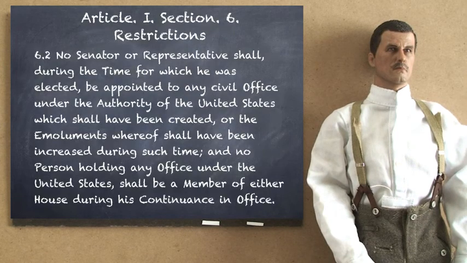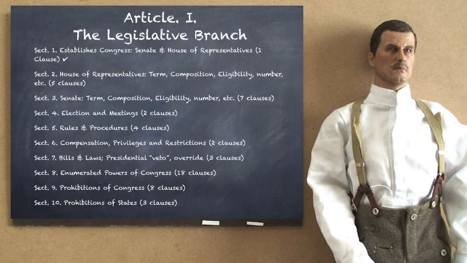So if you go back to this thing here, it says that you can't receive an emolument here. They can't increase the emolument during the time you're in office. So anyway, that's basically we covered sections 4, 5, and 6 here, which is pretty good. So again, we got section 1 covered. 2 and 3 we're going to study later. 4, 5, and 6 is now covered.